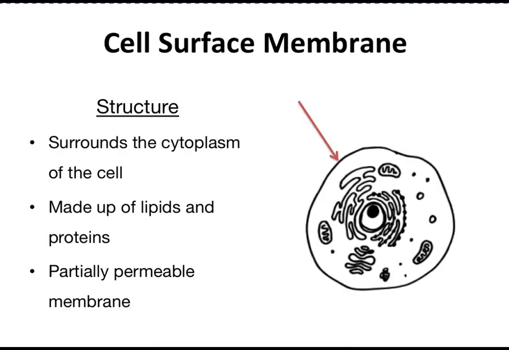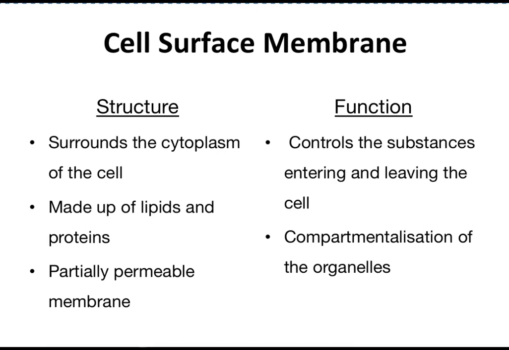Cell surface membrane. The cell surface membrane is also known as the plasma membrane. It surrounds the cytoplasm of the cell. It's made up of lipids and proteins that are embedded in its structure. It's a partially permeable membrane. This means that it only allows some substances to pass through it, and hence its function: controlling substances entering and leaving the cell, and compartmentalization of the organelles.